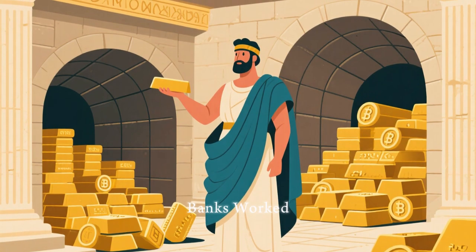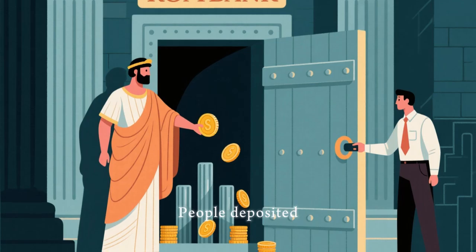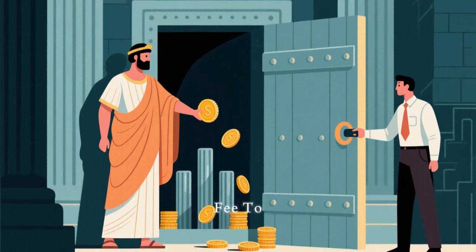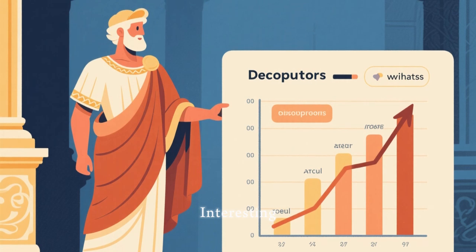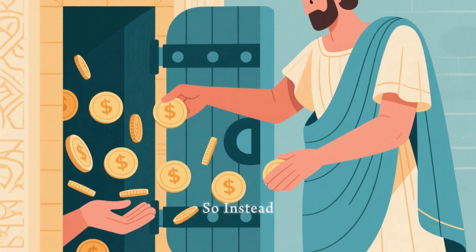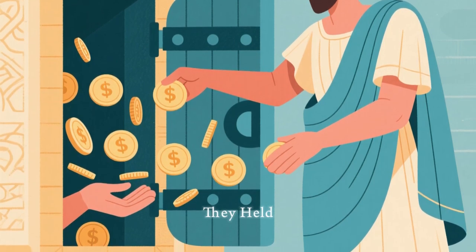Centuries ago, banks worked very differently. Early bankers were essentially vaults. People deposited gold and silver for safekeeping, and the bank charged a small fee to guard it. But bankers noticed something interesting. Most depositors never withdrew all their gold at the same time. So instead of leaving all deposits untouched, banks began lending out a portion of what they held.